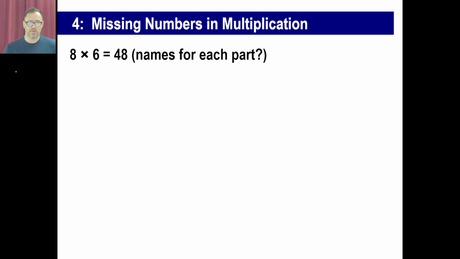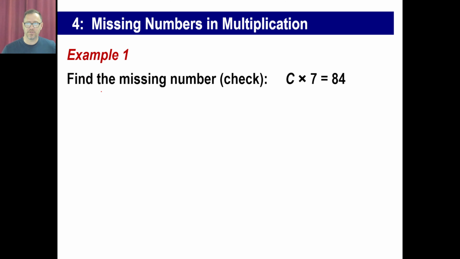Let's go back and do one of these. Of course, this is 8 times 6 equals 48. What's the name of this? What's the name of that? Remember the terms we did? These are both called factors, and that's called the product. Just make sure you know those. All right, let's do a couple of these examples.